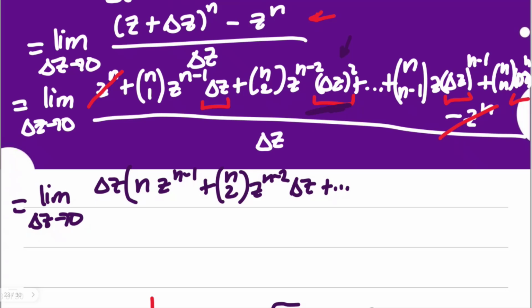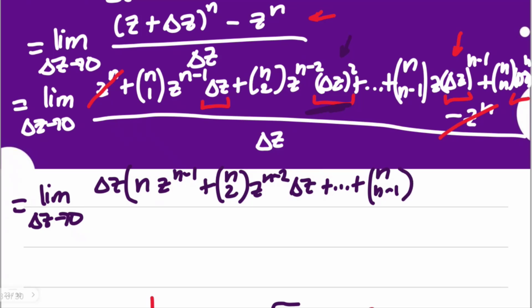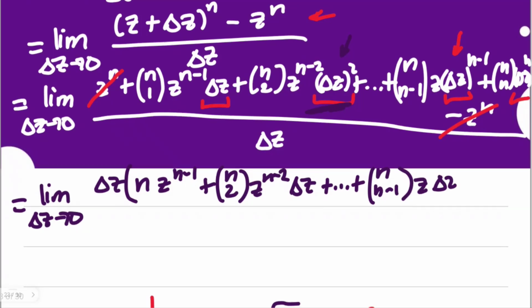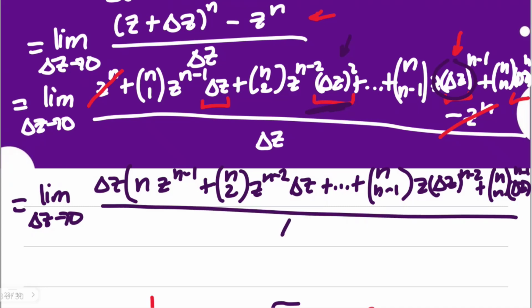Plus, if you're going to take out here another delta z, what will happen there is actually n taken n minus 1, z, and you have here delta z to the n minus 2 now because you took out 1 as you factored it here. And finally, for the last term, is just n taken n, and since this was n earlier, you will have here delta z raised to the power of n minus 1. They're all over delta z.